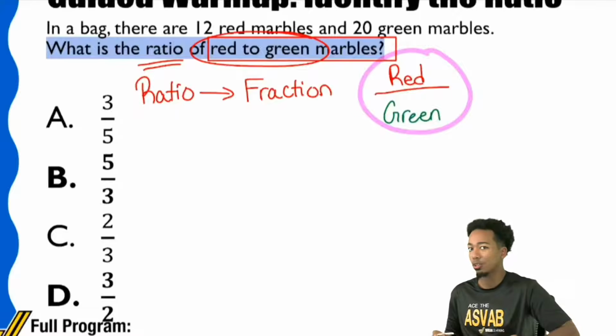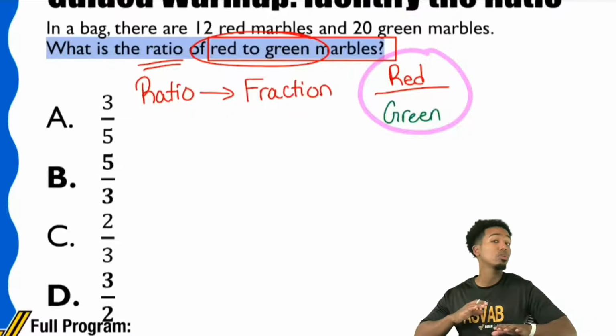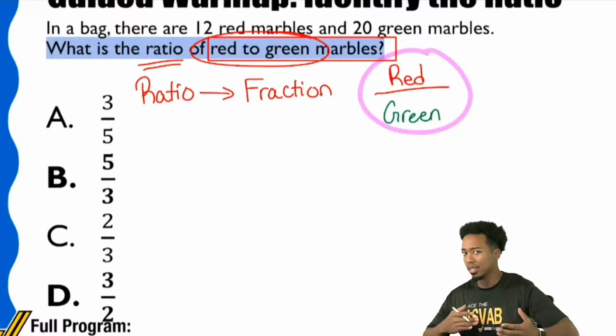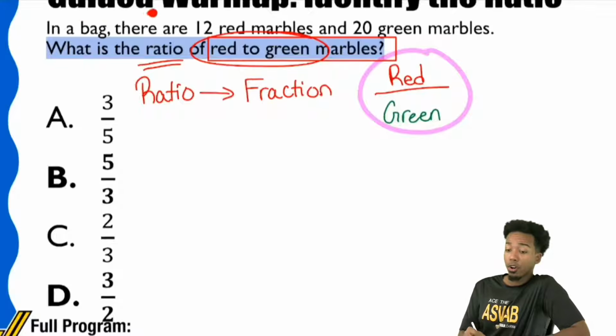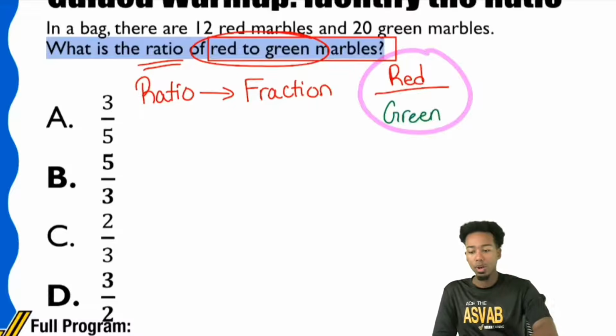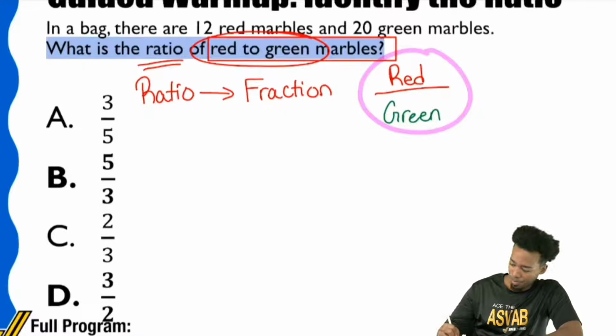Now we can look at the actual information because now we know what we're looking for and we can stay calm, cool, and collected throughout the entire process. So here we go. In a bag, there are 12 red marbles and 20 green marbles. Let's go ahead and write a ratio of red to green. So everybody, how many red marbles did they say there were? Right? They say 12, right? We see that right there.